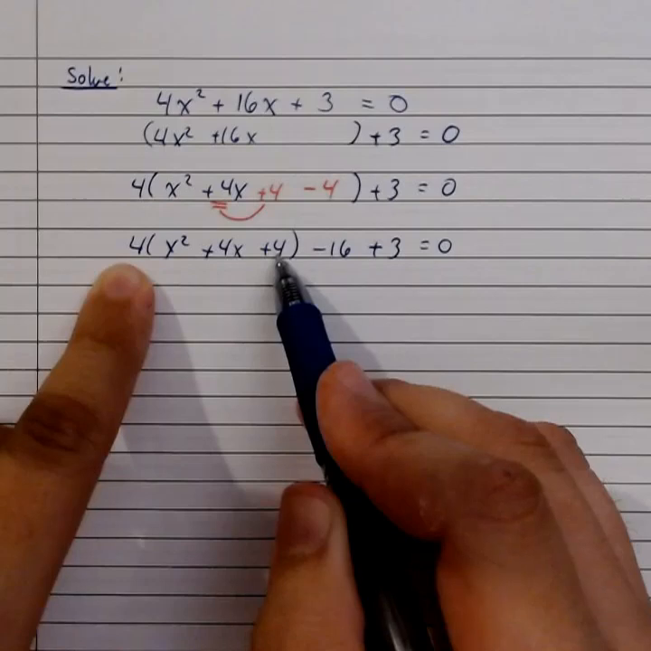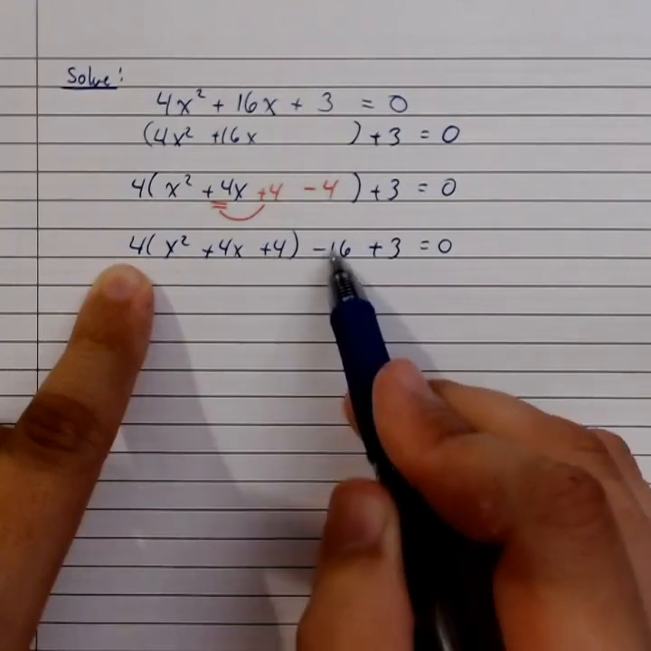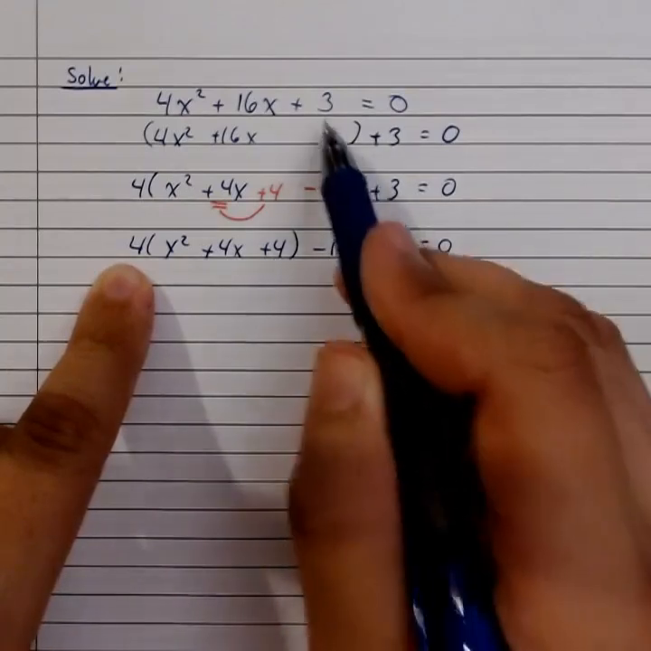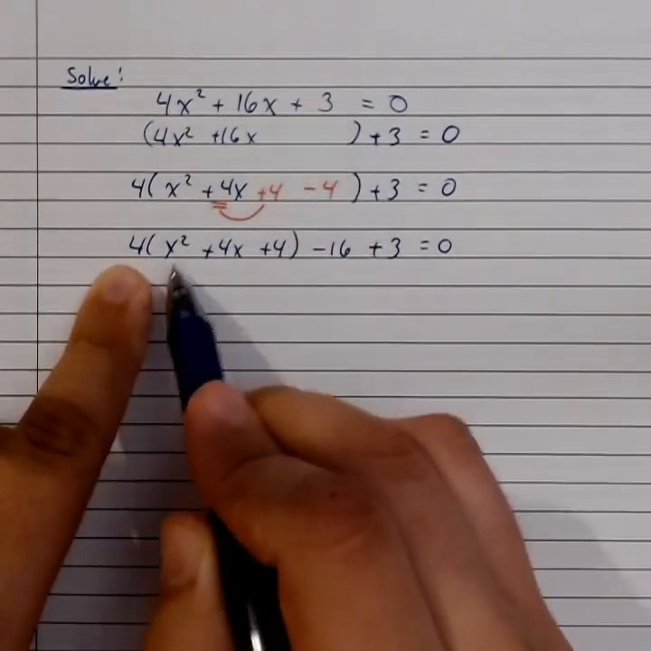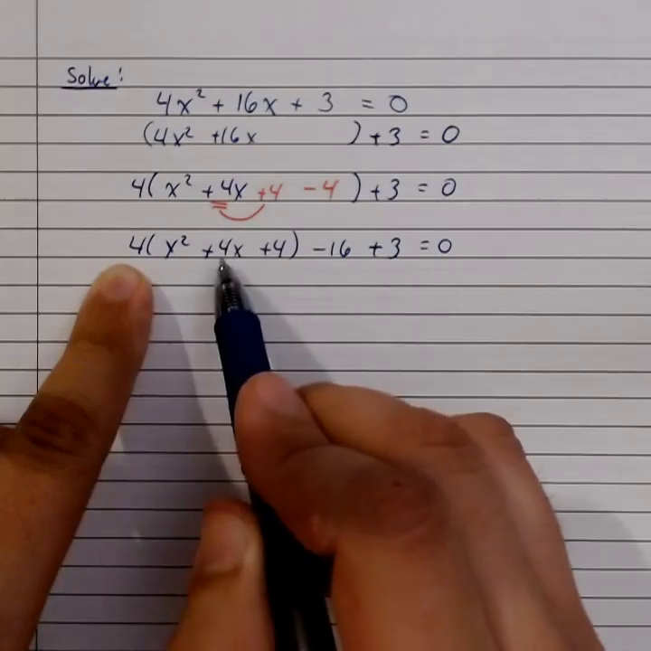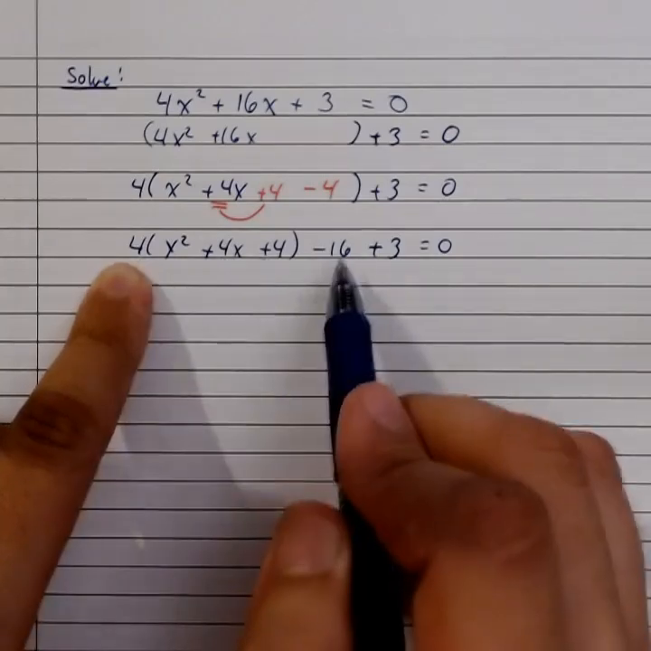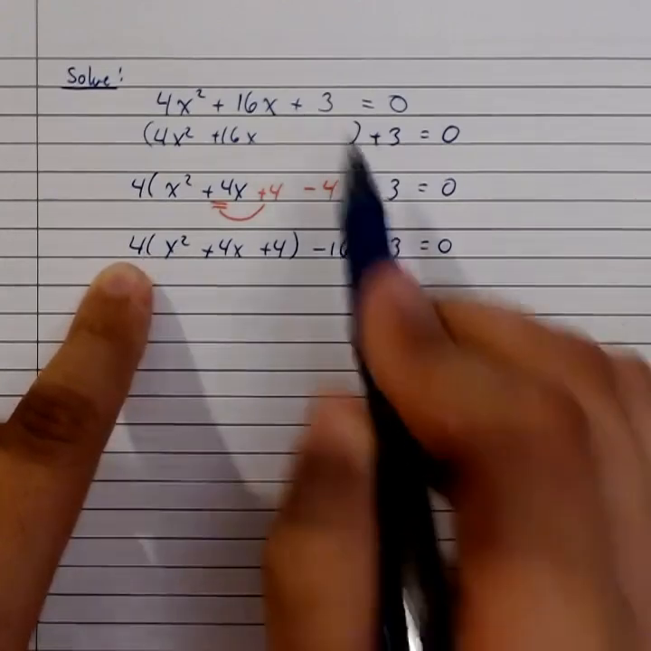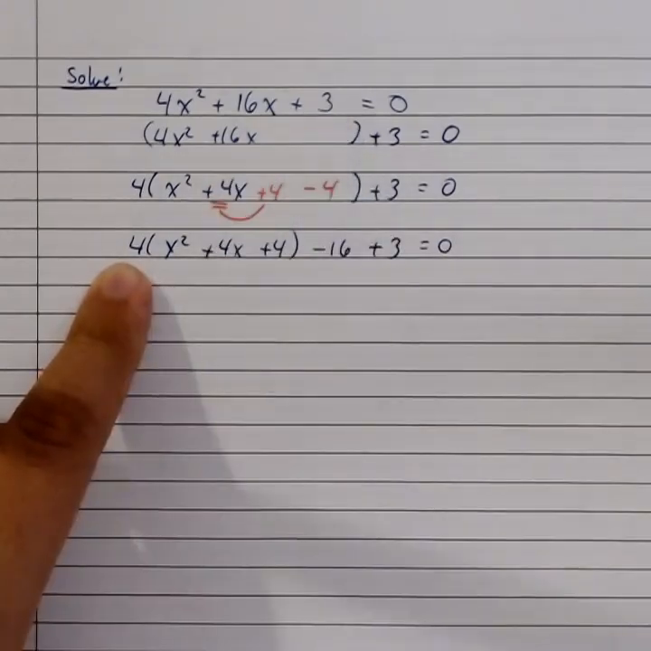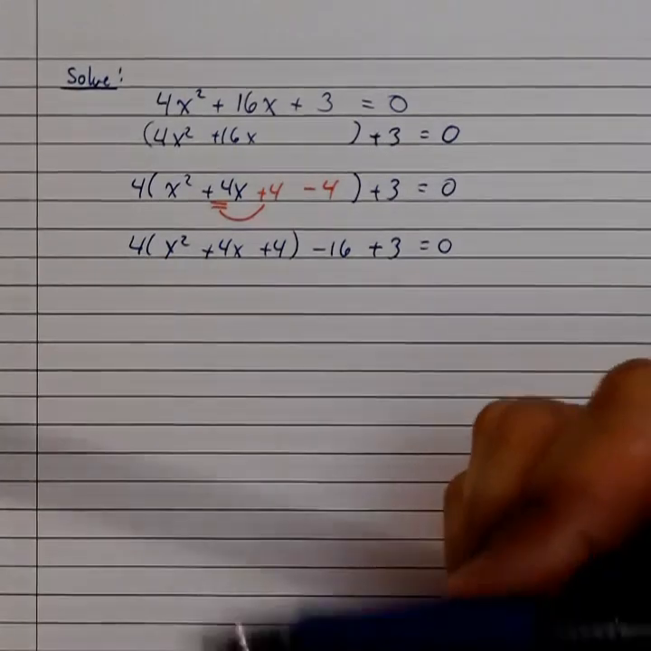That's plus 16. But then minus 16 cancels it out, yeah? And then plus 3 is that 3 there. So all of this is the same as all of this. 4x squared plus 16x. That 16 and that minus 16 give me 0, so those go away. And then that 3 is that 3 there. So this is still correct.